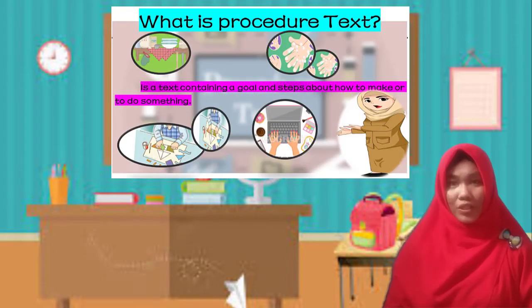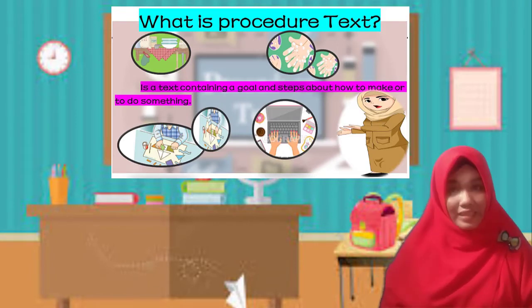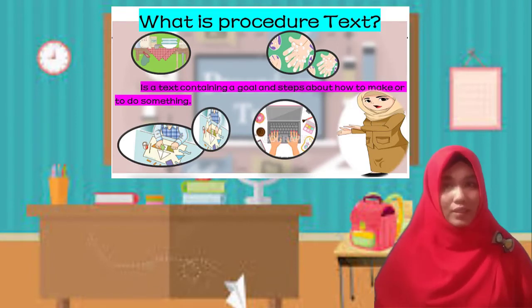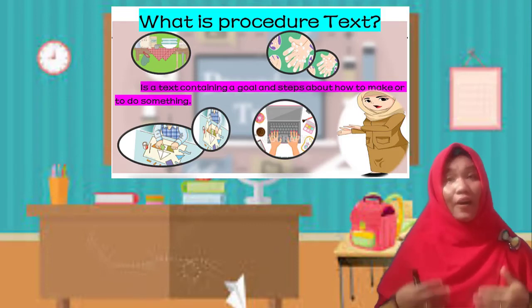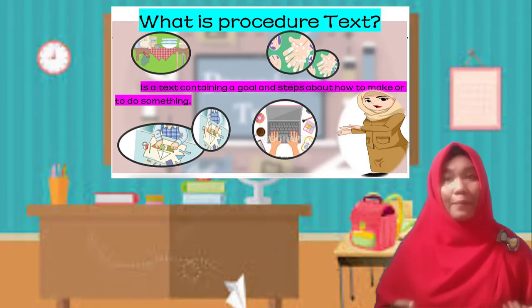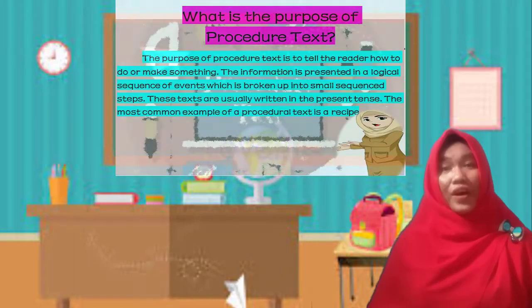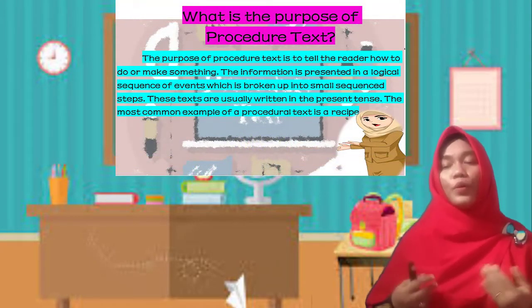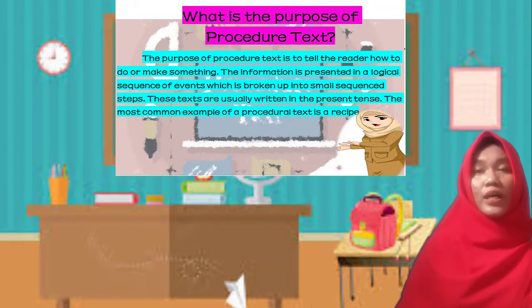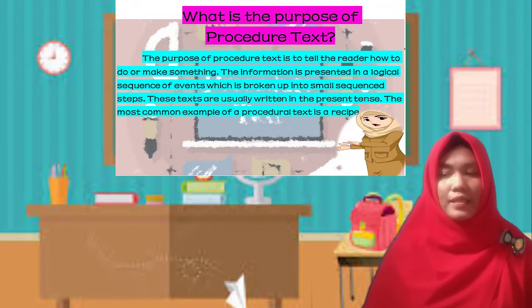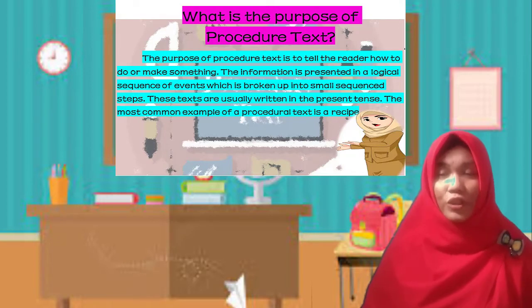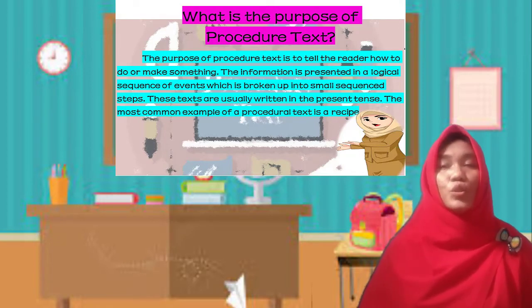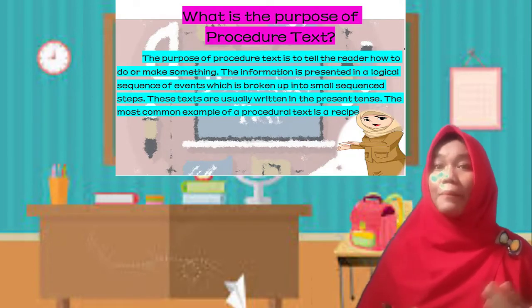What is the procedure text? The procedure text is a text containing a goal and steps about how to make or to do something. What is the purpose of the procedure text? The purpose of the procedure text is to tell the reader how to do or how to make something.